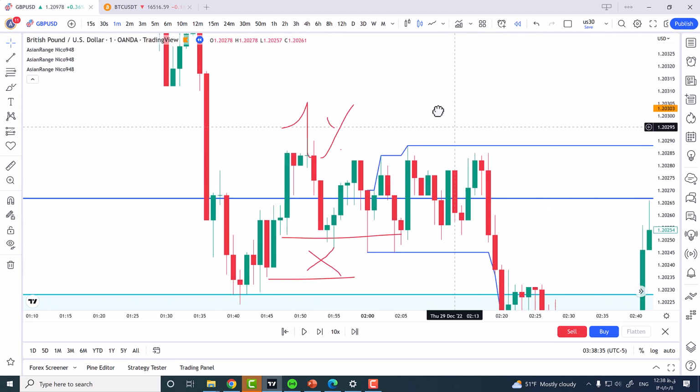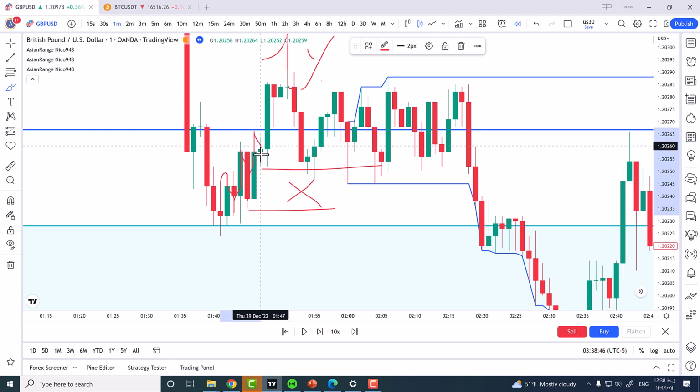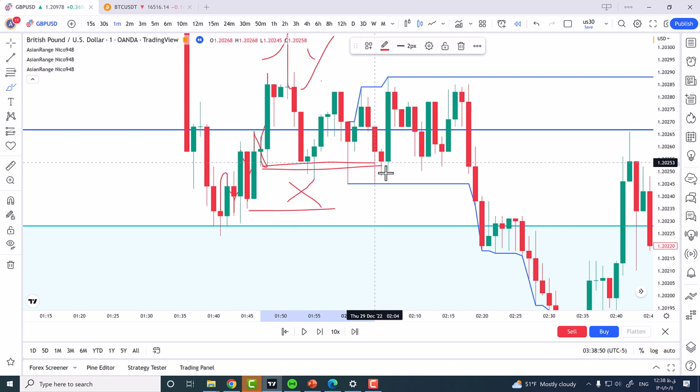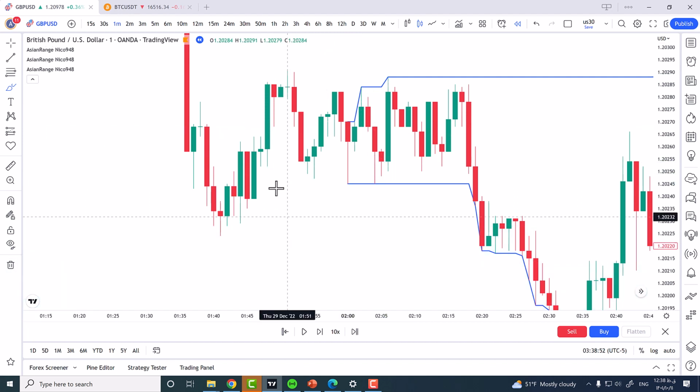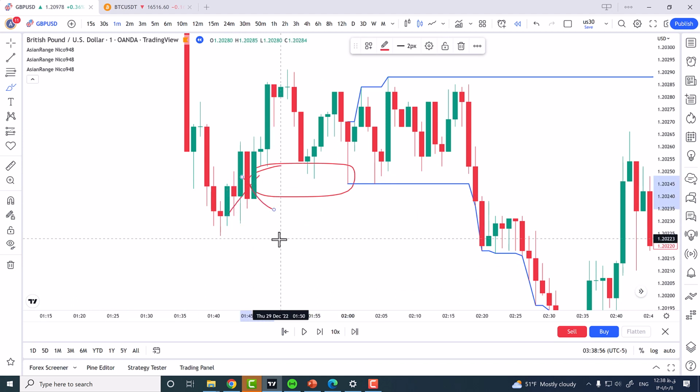In which situation? You can see that we don't have any imbalance here. It came up, it filled its imbalance, it came up, it filled the imbalance, it came up, it filled the imbalance, and it came up. And our point of liquidity is going to be here. And we don't have any imbalances here.